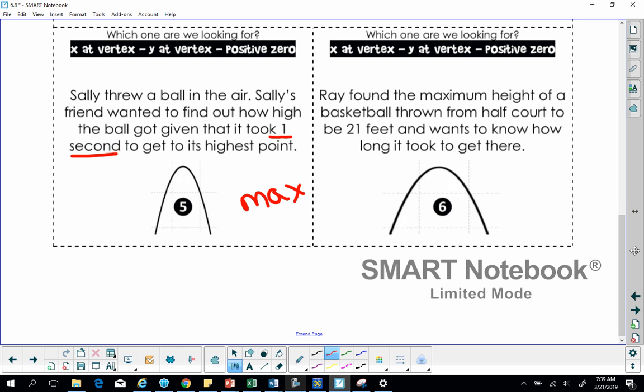Ray found that the max height of a basketball thrown from half court to be 21 feet and wants to know how long it took to get there. What did you say? No, y-intercept. Michael, axis of symmetry. So it would be axis of symmetry because they want to know how long it took to get to the highest point of your axis.